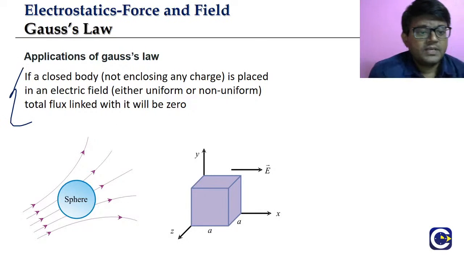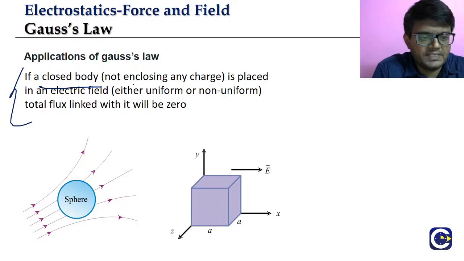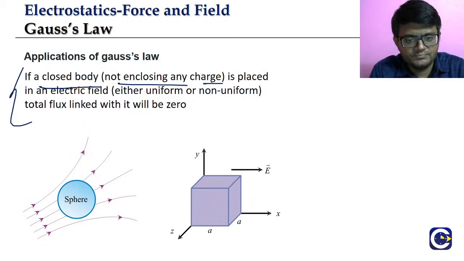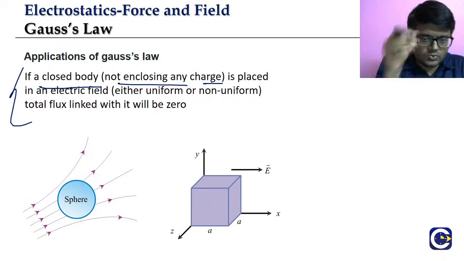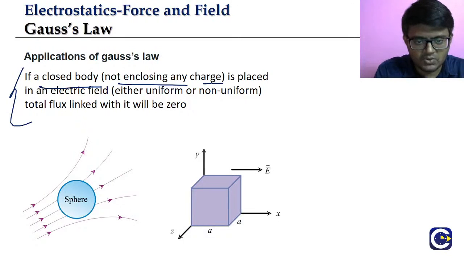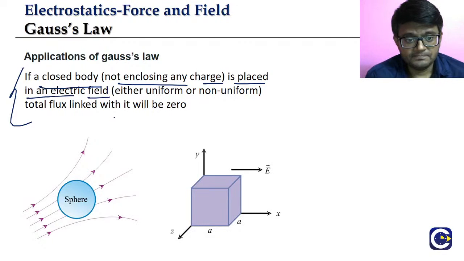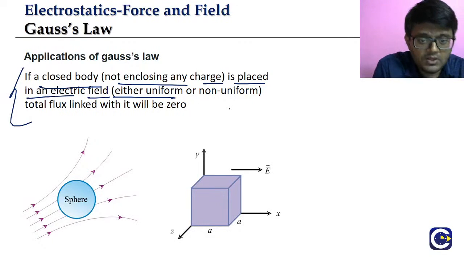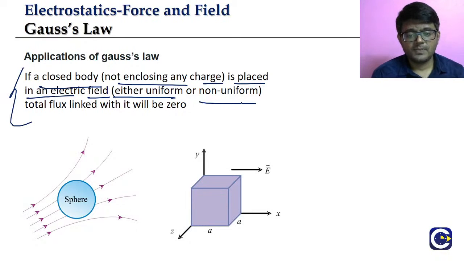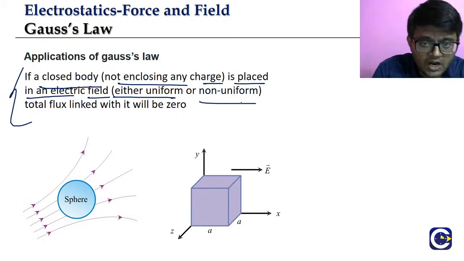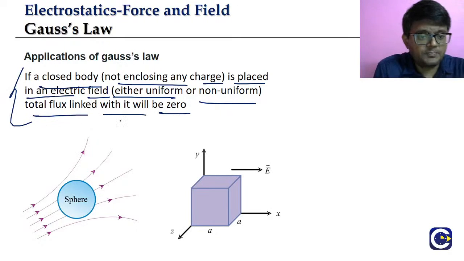பாருங்க, if a closed body I'm saying, we are talking about the enclosed surface. If a closed body not enclosing any charge, and the surface குள்ள charge கிடையாது, not enclosing any charge, is placed in an electric field, either uniform or non-uniform. The electric field uniform இருக்கலாம் or it can be non-uniform. Total flux linked with that particular closed body will be zero.